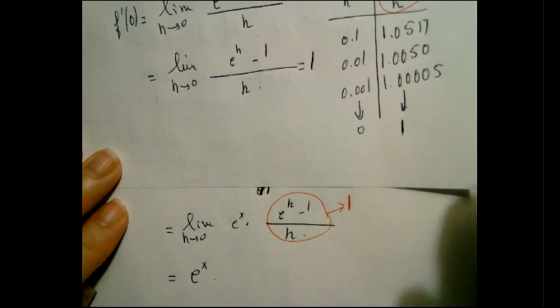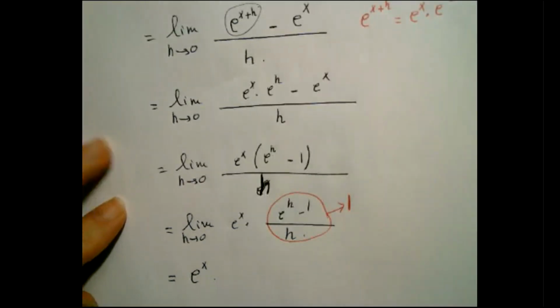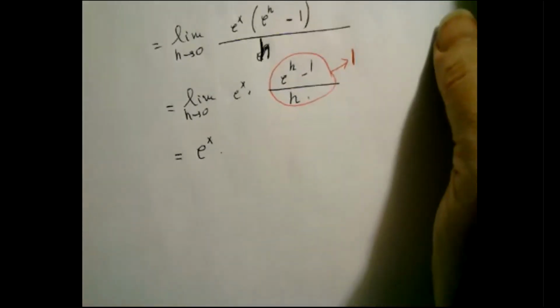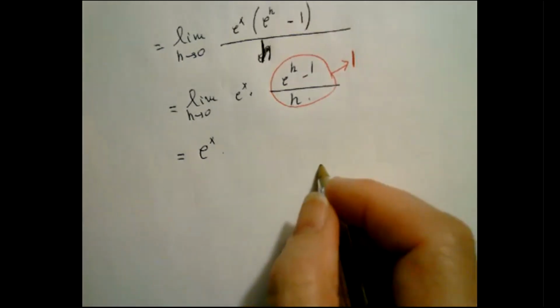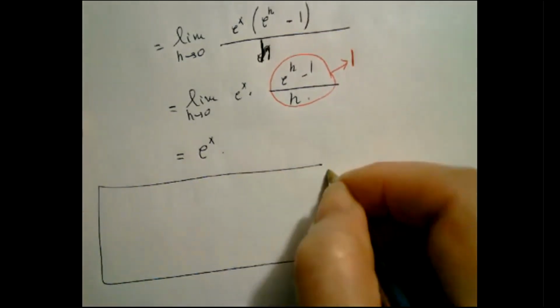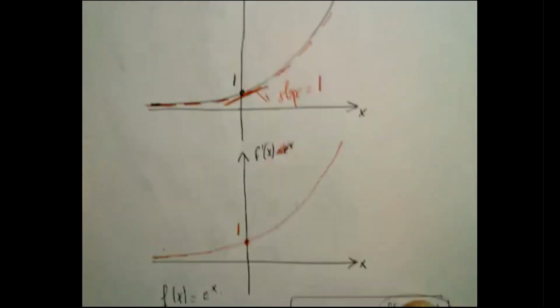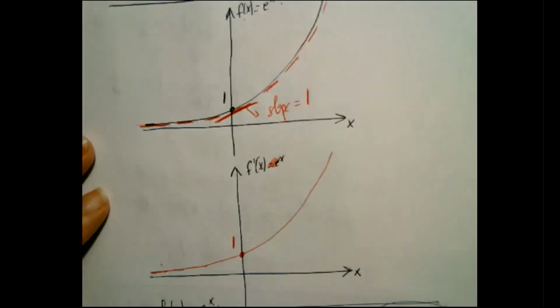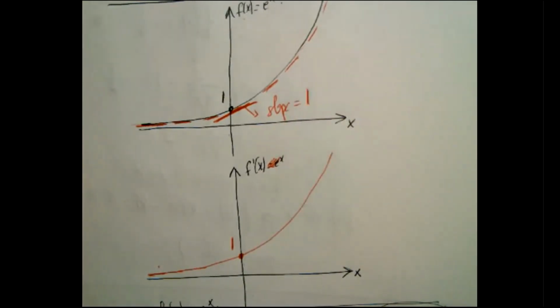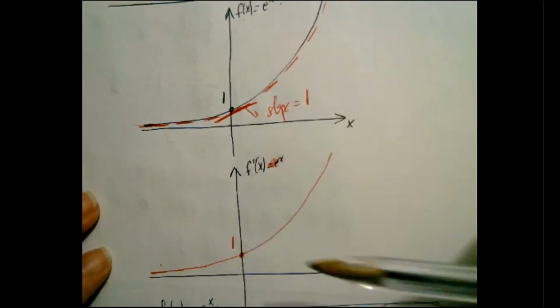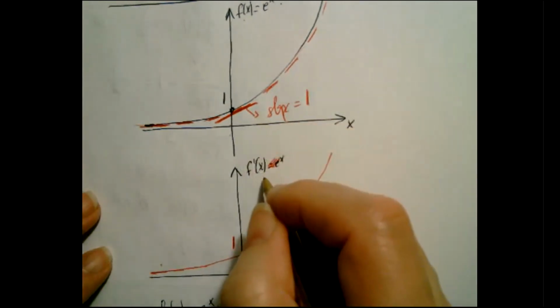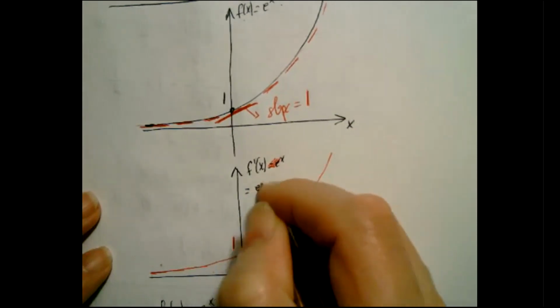Okay. So, of course, it's a surprising result, to say the least. What this tells me is that the derivative of the function f of x equals e to the x is itself. Now the graph told me that the shape looked the same, but that doesn't mean they actually are the same. The graph tells me they have the same shape. The formula tells me that they are the exact same function.